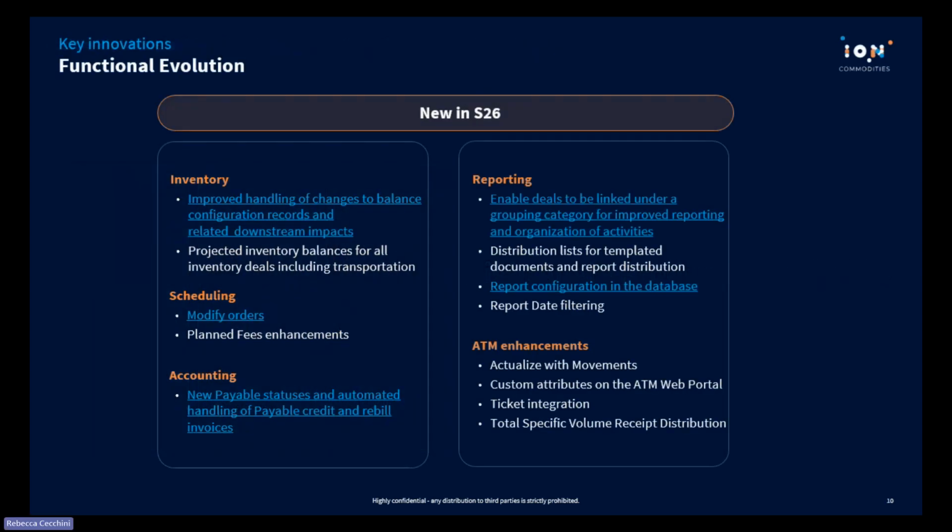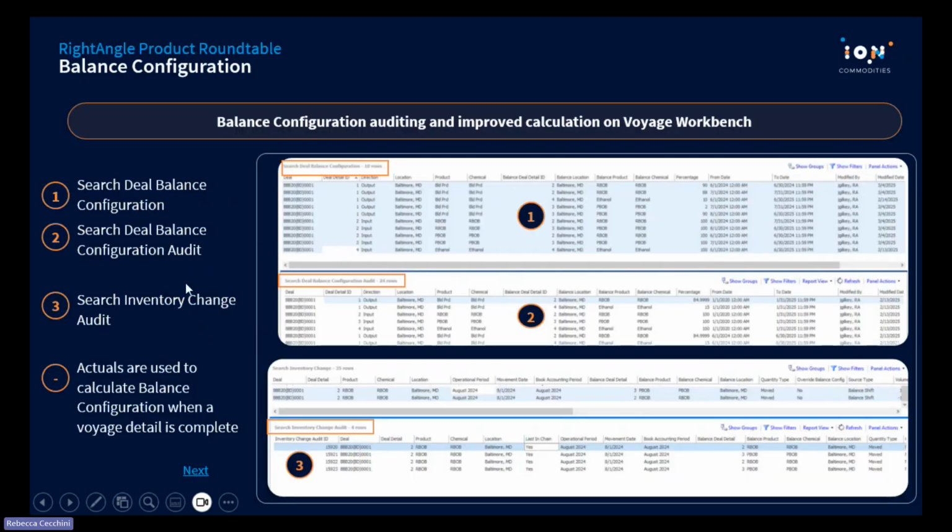Okay, so let's start out with our functional evolution. So in inventory, inventory management is a very focus area for us. So a few key highlights in S26 are improved transparency on balance configuration modifications, as well as reports to view projected inventory balances for both transportation as well as storage deals. So let's take a closer look.